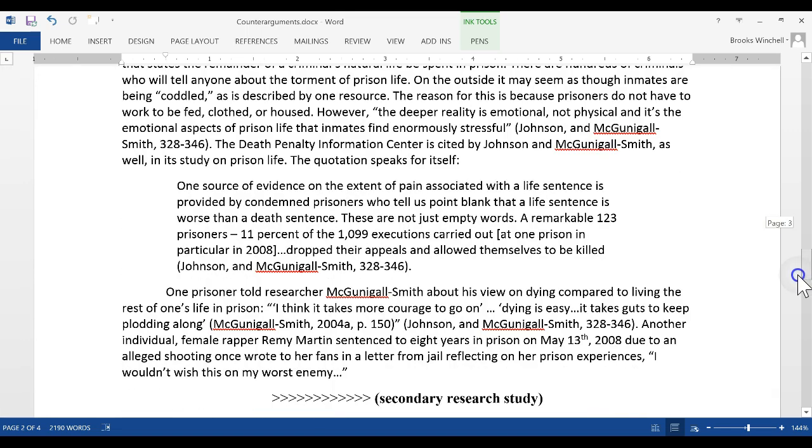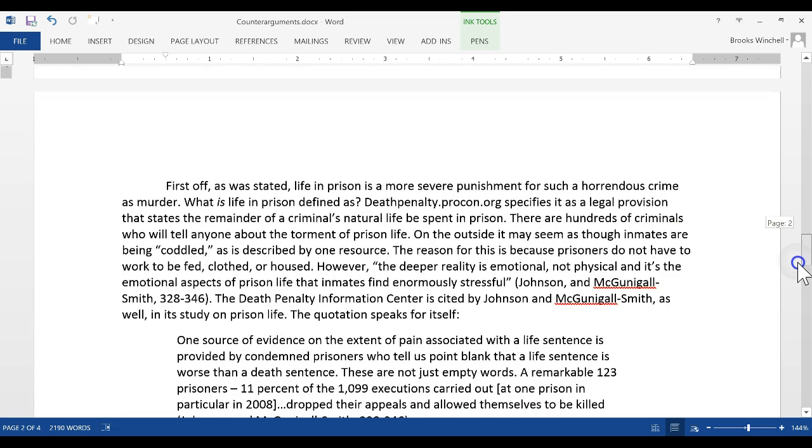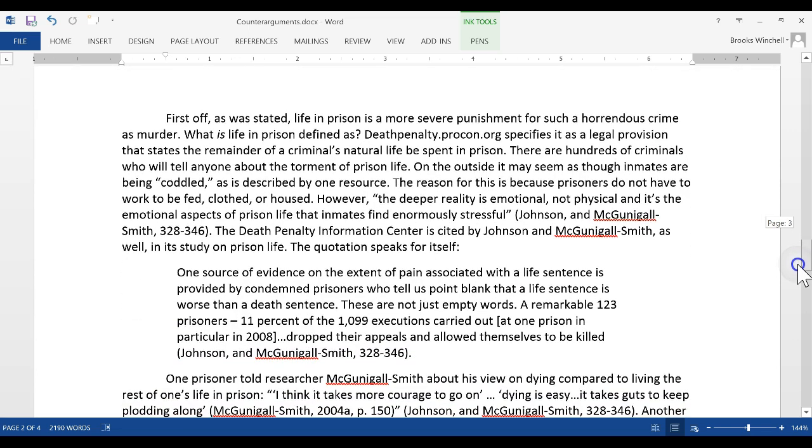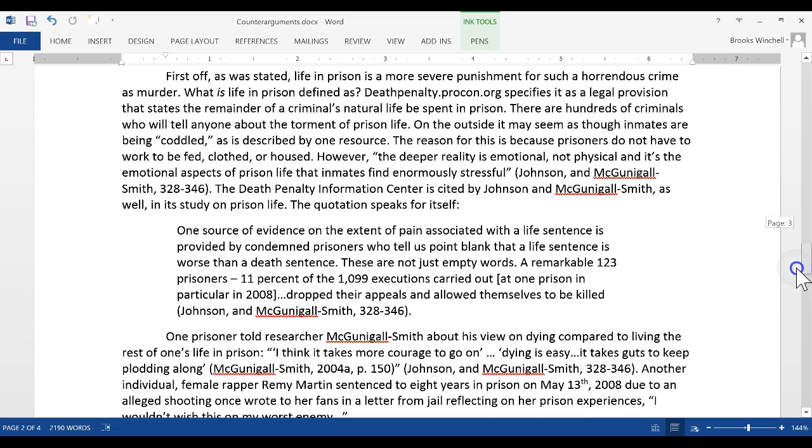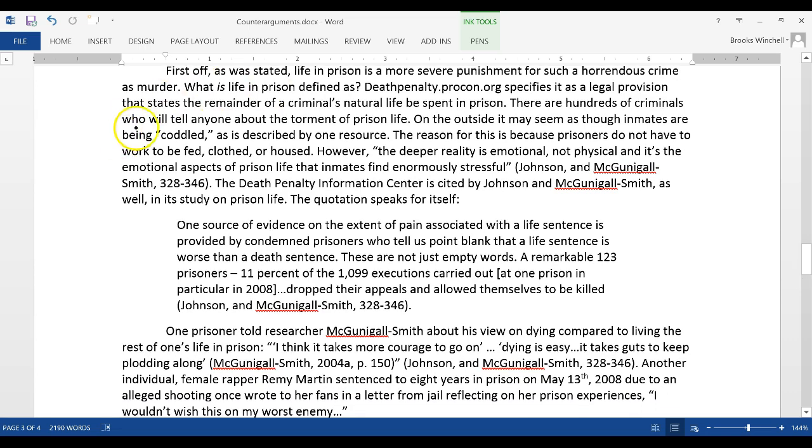This one combines expert opinion with anecdotal evidence, and I think it makes it just a little bit stronger. This one is arguing for life in prison as opposed to the death penalty, and the author says, first off, as was stated, life in prison is a more severe punishment for such a horrendous crime as murder. What is life in prison defined as? Deathpenaltyprocon.org specifies it as a legal provision that states that the remainder of a criminal's natural life be spent in prison.